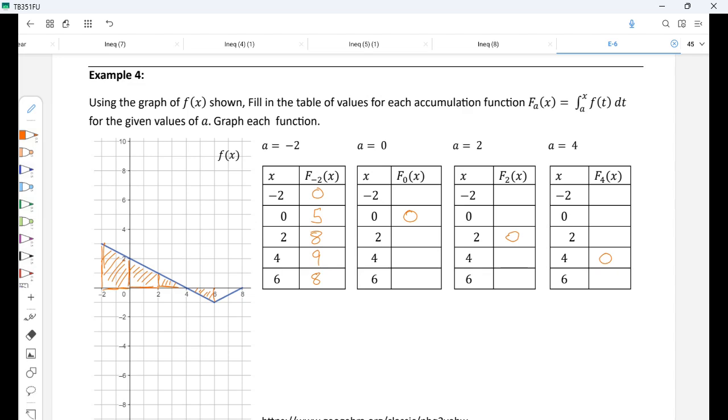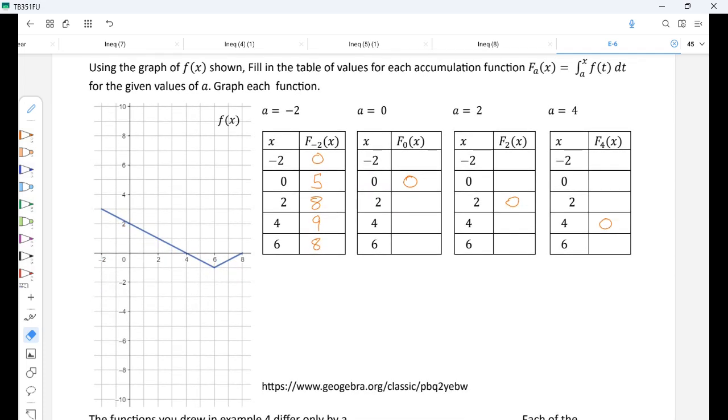Cool. Okay. So with one of my colored pencils, I'm going to go ahead and graph those 4 points. 0, 5, 8, 9, 8. So 0, 5, 8, 9, and 8.